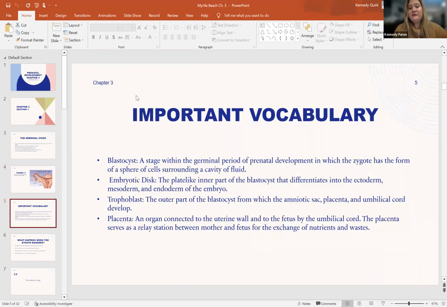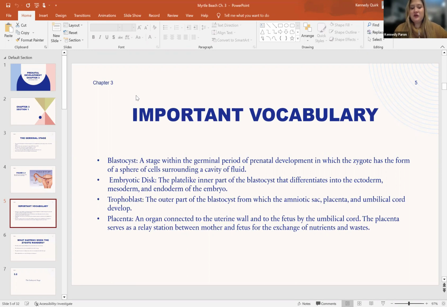So we have some important vocabulary to go over. We're going to start by covering blastocytes. These are a stage within the germinal period of prenatal development in which the zygote forms a sphere of cells surrounding a cavity of fluid. We then move on to the embryonic disc. This is a plate in the inner part of the blastocyte that differentiates itself in terms of the ectoderm, the mesoderm, the endoderm, all of the embryo.